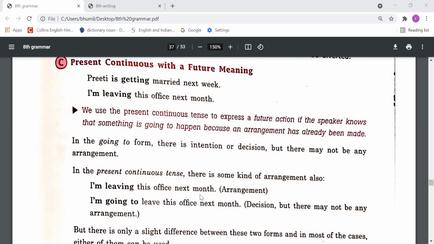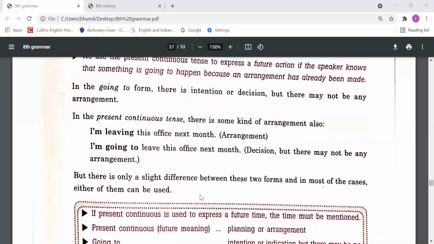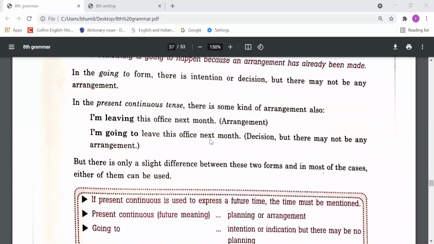And if I say I am going to leave this office next month, it means some clear evidence is there, that's why it appears that I am going to leave the office. I am going to leave the office next month: a decision, but there may not be any arrangement. It's possible we haven't made any arrangement, that's why we are saying this.